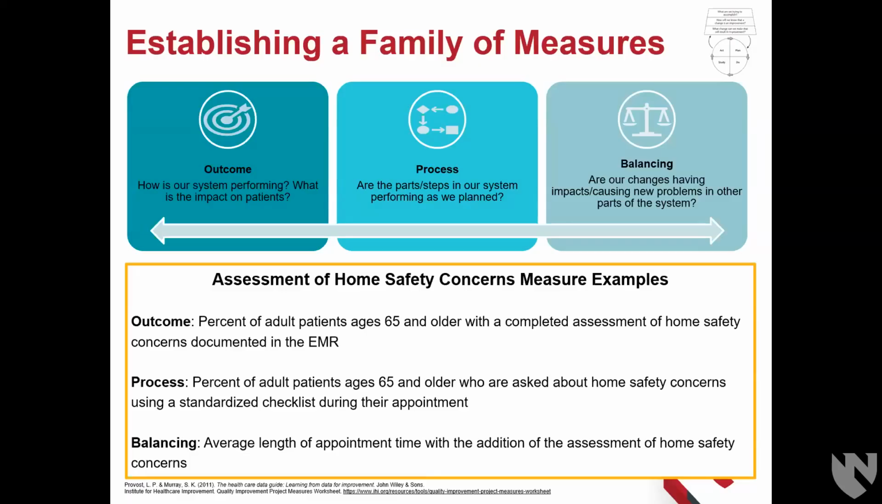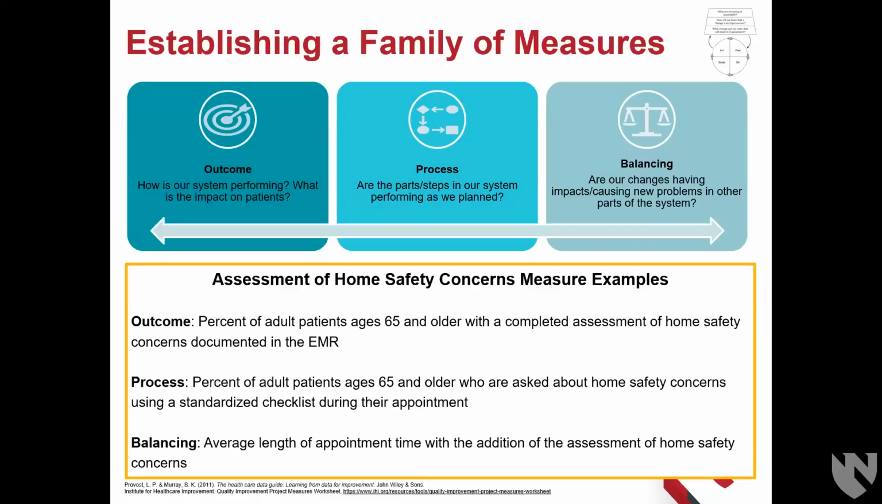So an example outcome measure for an effort that's focused on improving assessment of home safety concerns might be the percent of adult patients ages 65 and older with a completed assessment of home safety concerns documented in the EMR. And we're operating here under the assumption that these are patients who screened positive for fall risk, and as such, they were then eligible to be offered an assessment of home safety concerns.